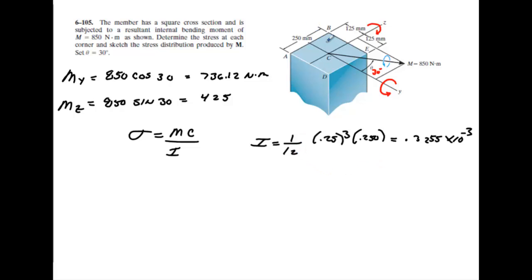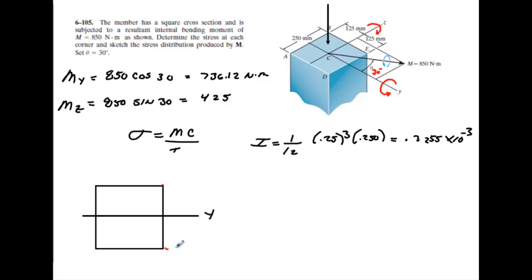Okay, so now let's talk about what's happening with the moment M. If we draw ourselves a square here, what we're doing is looking down on this part, straight down on it like in this picture here. This is the Y-axis right here.